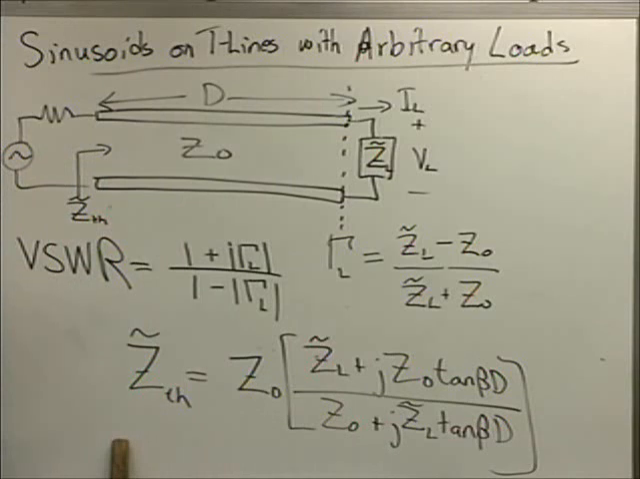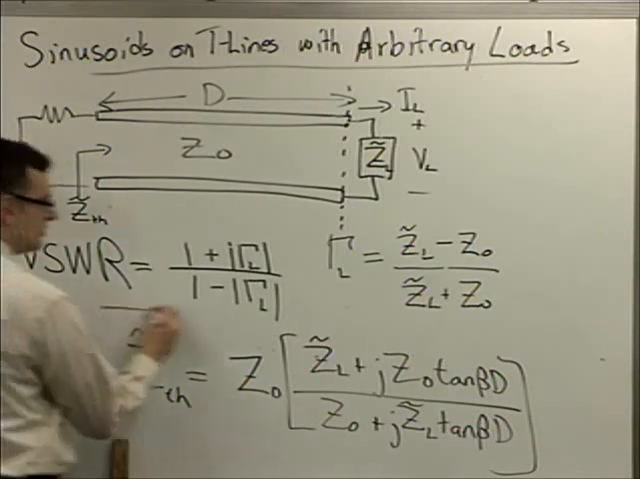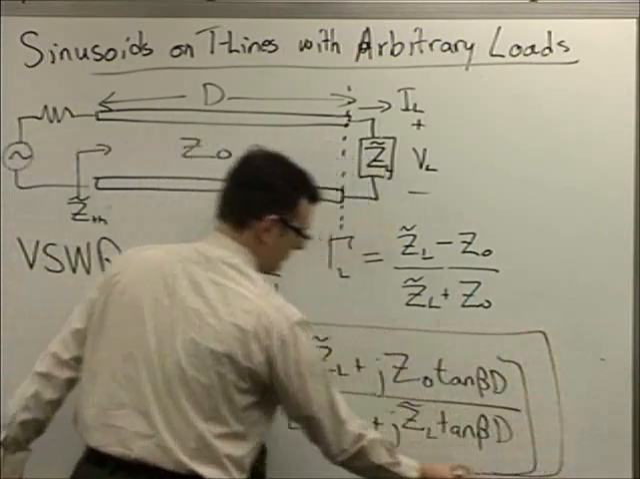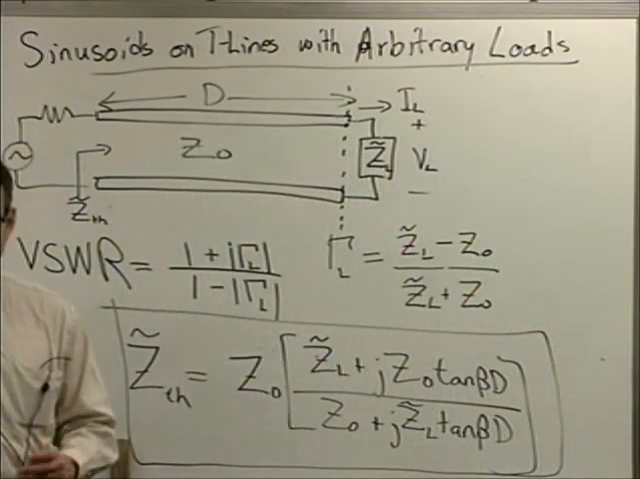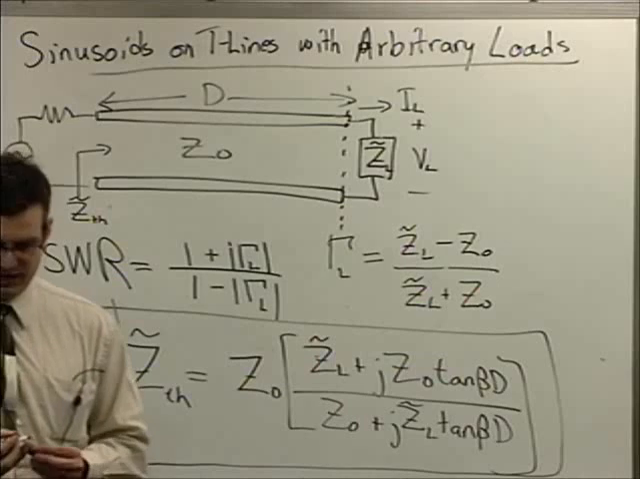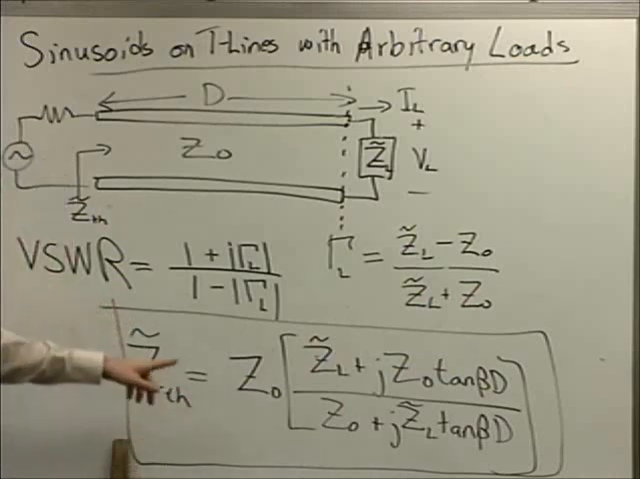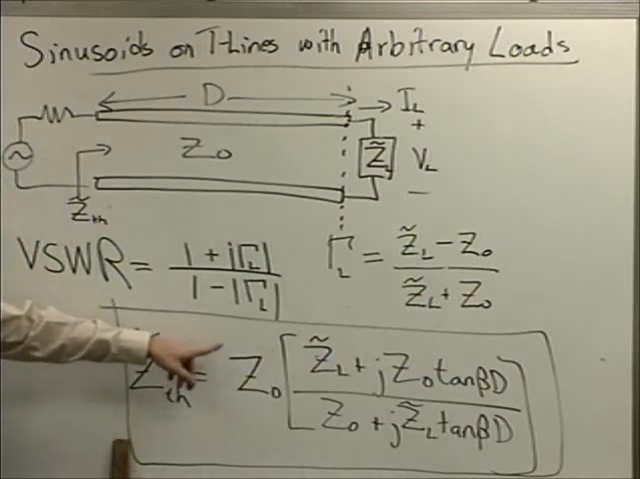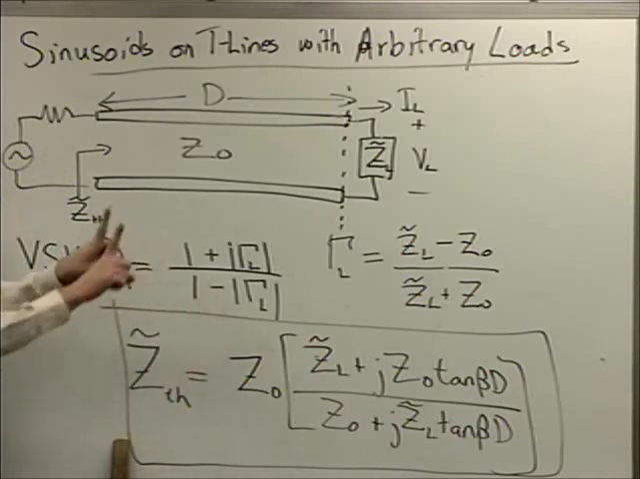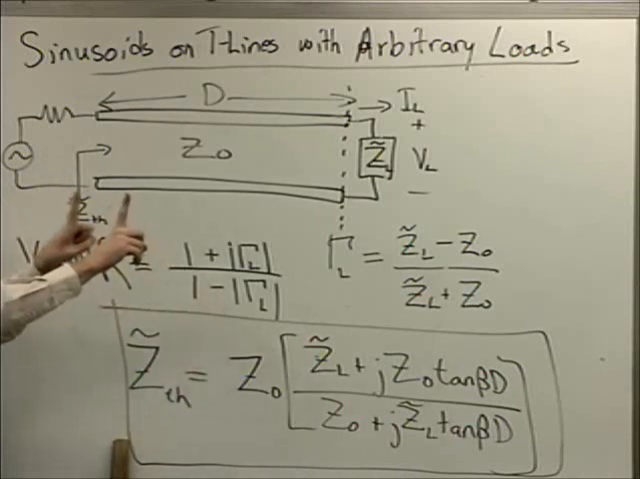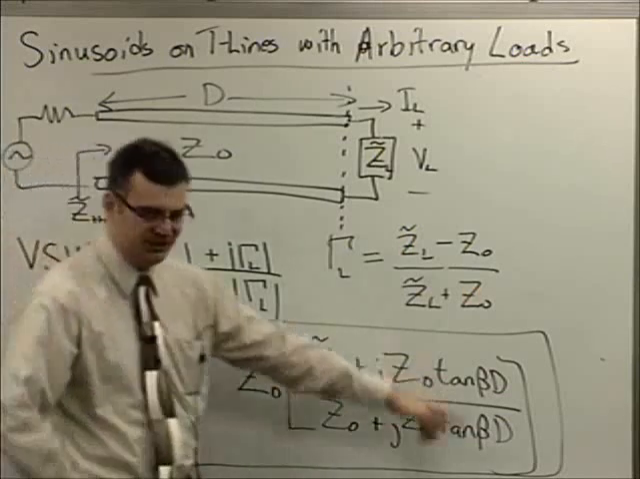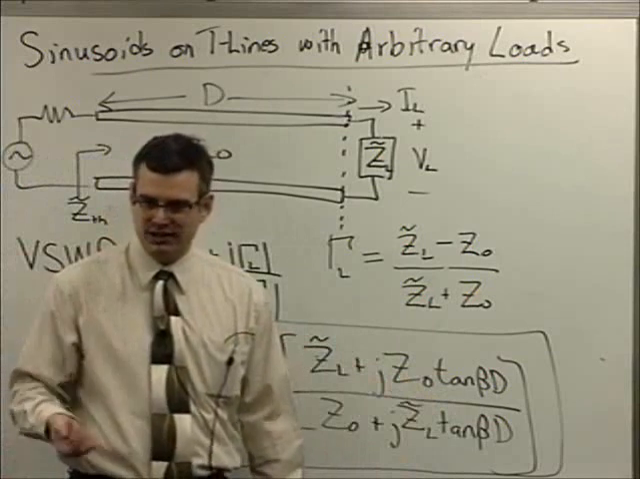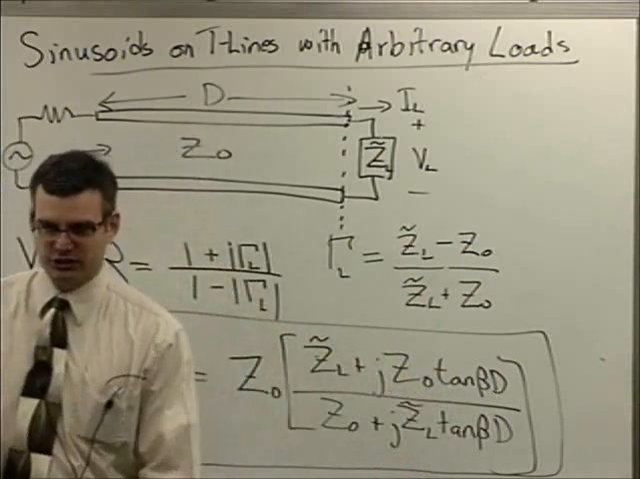But it turns out that this key result here has sort of the same properties that we learned in our simpler open circuit and short circuit cases. It repeats itself every half a wavelength. So every time you get to a half a wavelength multiple of a transmission line length, you'll get the same Thevenin equivalent impedance. Why? Because tangent repeats itself every 180 degrees, which corresponds to half a wavelength on a transmission line.